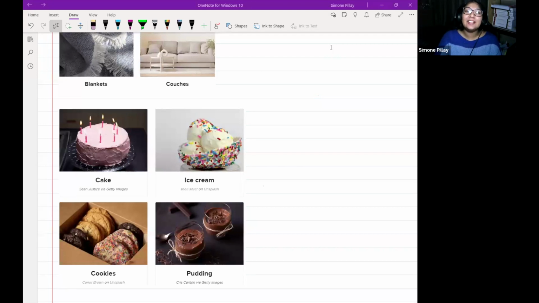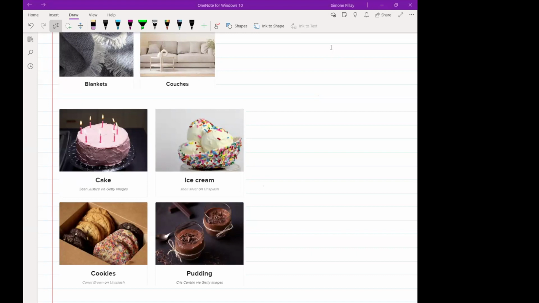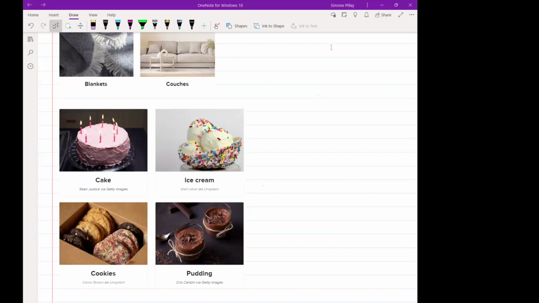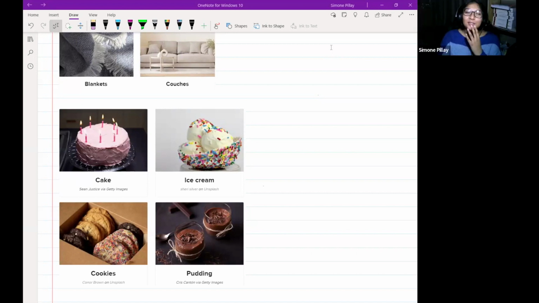I feel the same. I also wouldn't want to get rid of any, but if one had to go, I don't know. It's hard. Because I think of malva pudding. Like, that's good. Does that count as pudding? I think so. Yes, it does. Yeah, so I also don't know what I would do.